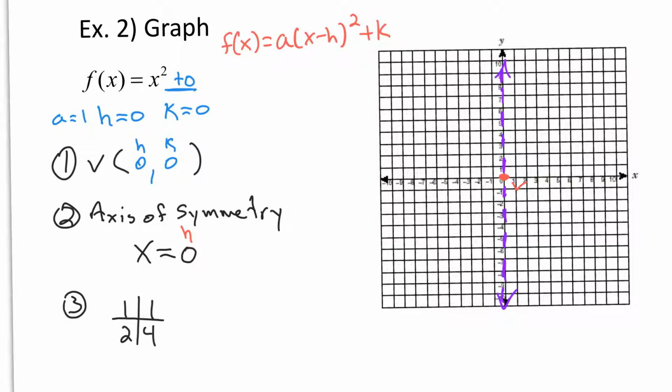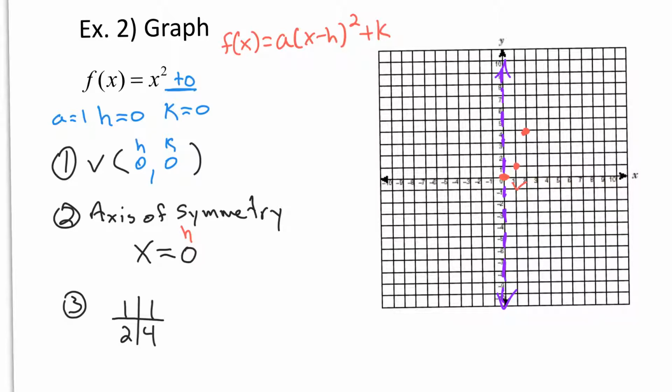So from the vertex, you go 1 step to the right, 1 step up. From the vertex, 1 to the right, 1 up, and you make a point right here. And again, from the vertex, you go back, and now you go 2 steps to the right and 4 up. So from here, 1, 2, 1, 2, 3, 4. So you have another point right here.